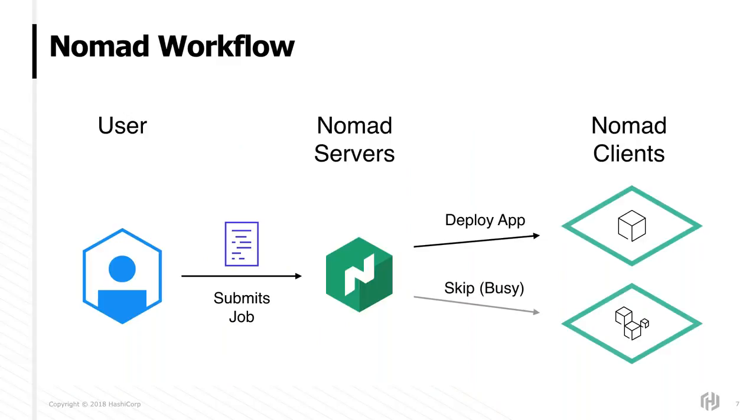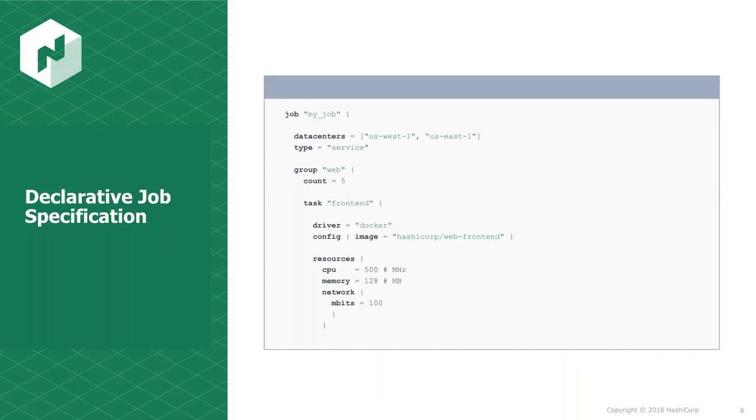So Nomad uses a simple client-server architecture. The servers handle application placement across a set of client nodes, and they optimize for resource efficiency, and they account for the priority and the constraints and some of the other factors that have been defined in the job spec. And so from a workflow perspective, Nomad enables a user to define the deployment requirements for the application, which can then be submitted to any server. And they do so in the job specification, or what we call the job spec.